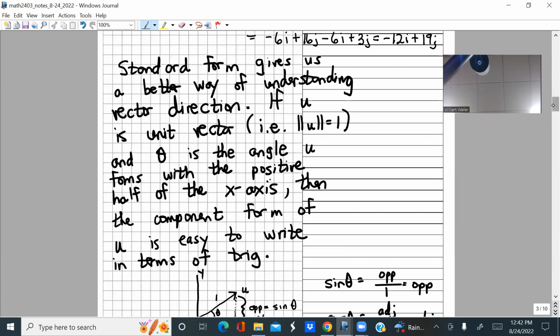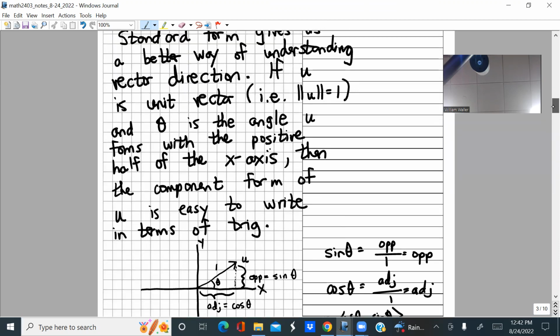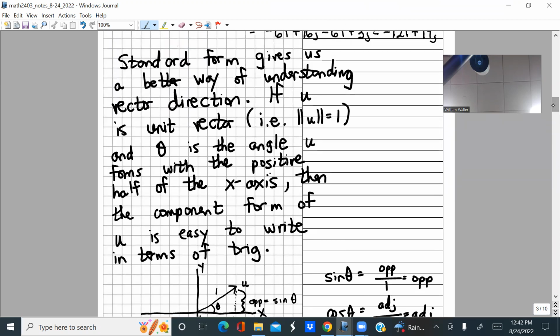We're going to express the direction of a vector as being its angle when the vector is in standard position, which means its initial point is at 0, 0. The angle that the vector forms with the x-axis is going to be the direction of the vector. So the angle it forms with the x-axis when it's in standard position, that's the direction of a vector. Here's the picture of that.